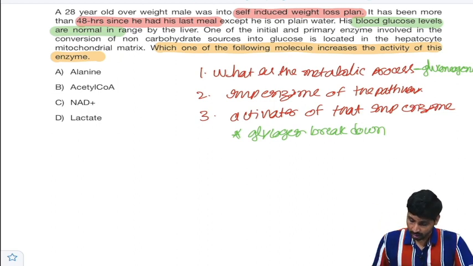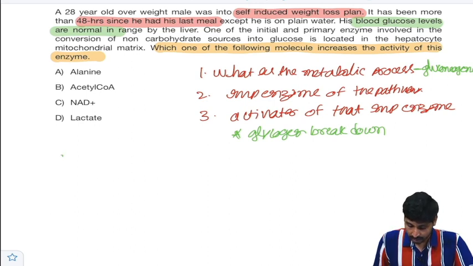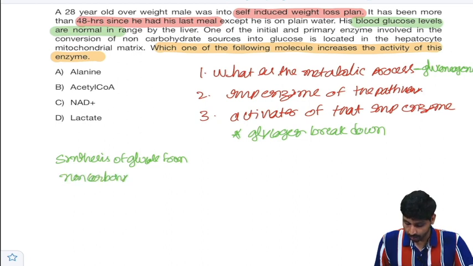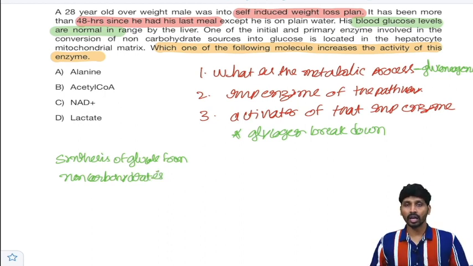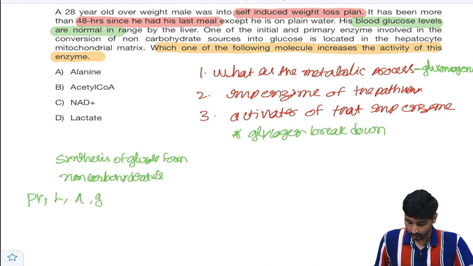So how do you define gluconeogenesis? Gluconeogenesis is nothing but synthesis of glucose from non-carbohydrates. So what are the non-carbohydrates? I will show you here what they are. One is pyruvate, lactate, alanine and glycerol, propionyl CoA.